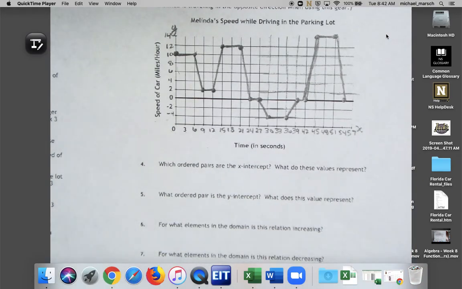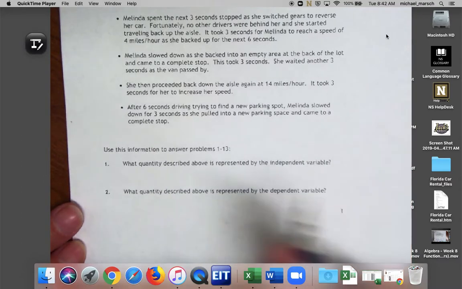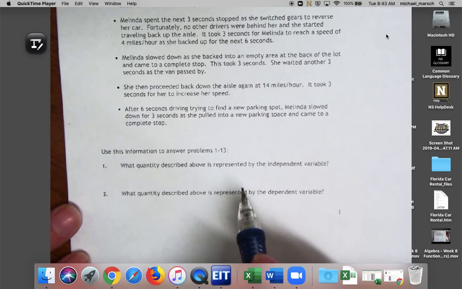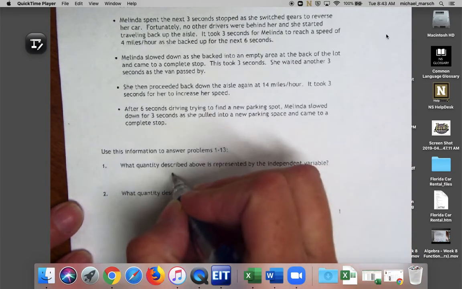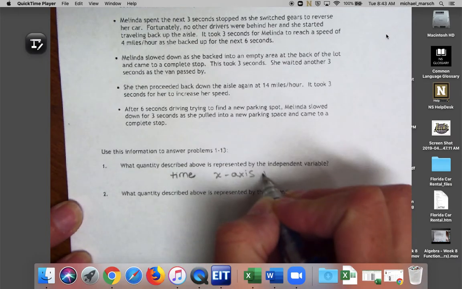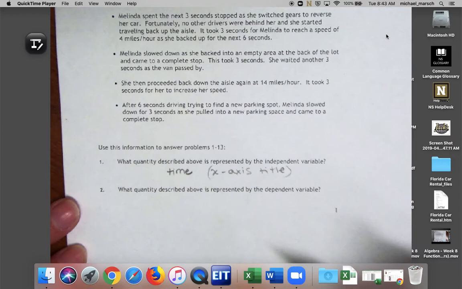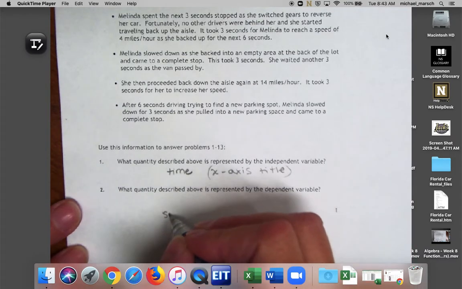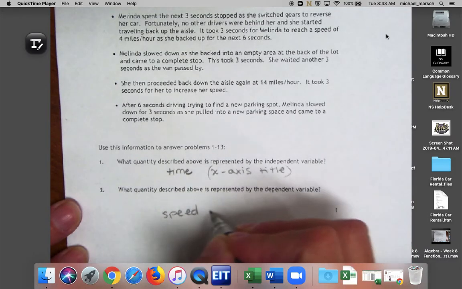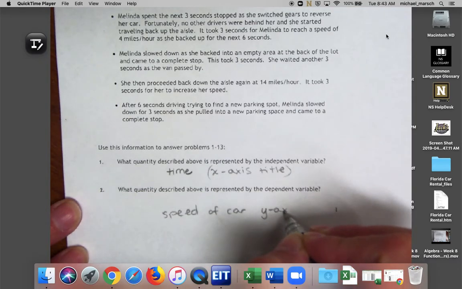Okay, so now we're going to answer questions 1 through 13. It's going to go super fast. All right, so I'm back over here on question 1. It says, what quantity described above is represented by the independent variable? Well, this is time, right? Let's remind ourselves that that's the x-axis title. What is the dependent variable? Well, this is speed of the car, and that is our y-axis title.